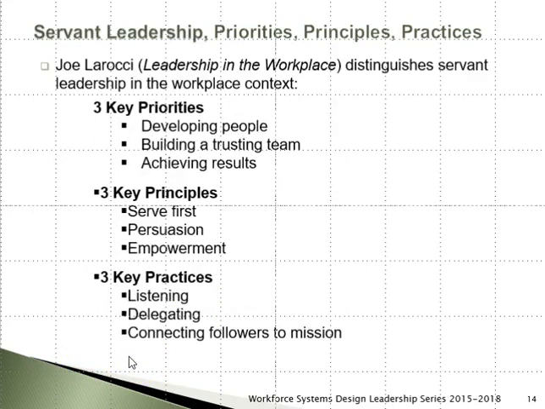De Pree identified in his writing, Leadership at Work, that there were 3 categories that distinguish servant leaders in the workplace. Their 3 key priorities are developing people, building a trusted team, and achieving results. Key principles: serve first, persuasion, and empowerment. And 3 key practices: listening, delegating, and connecting followers to mission.